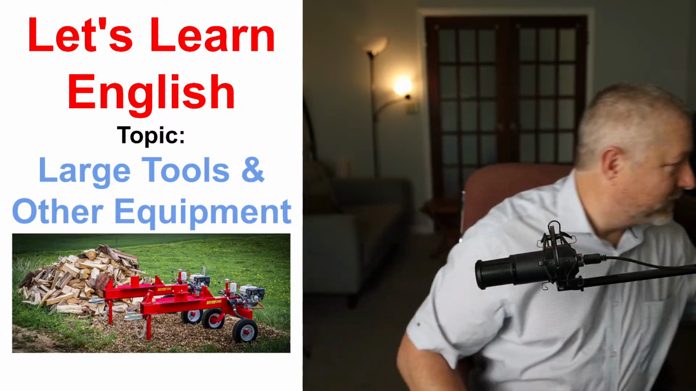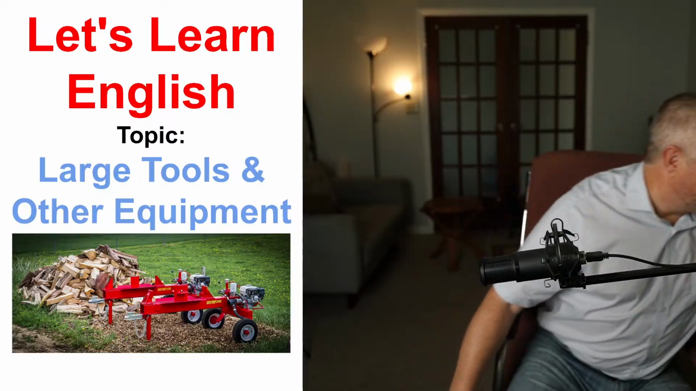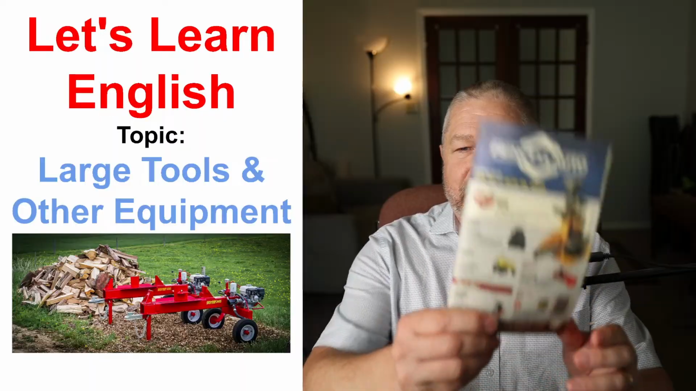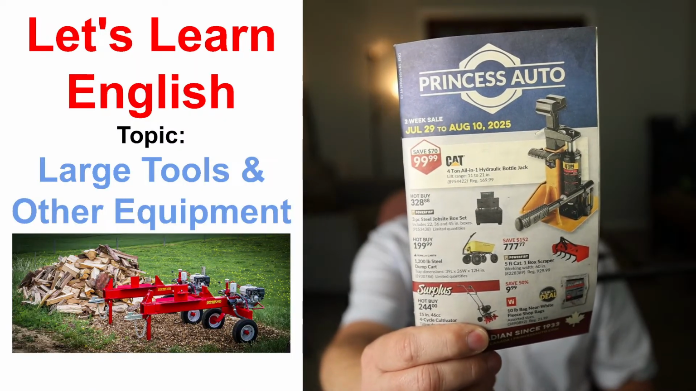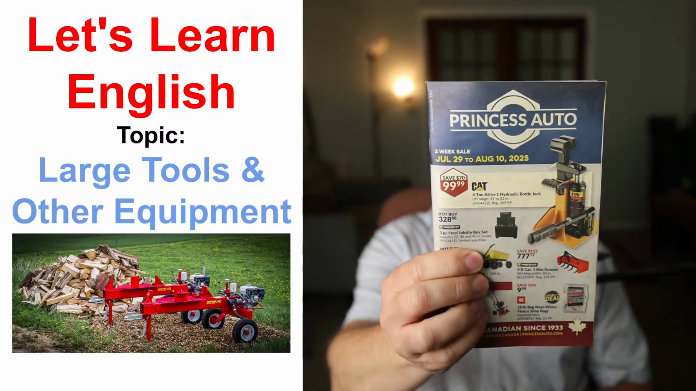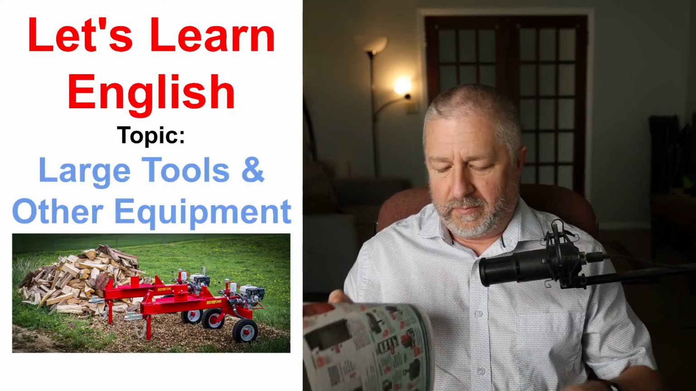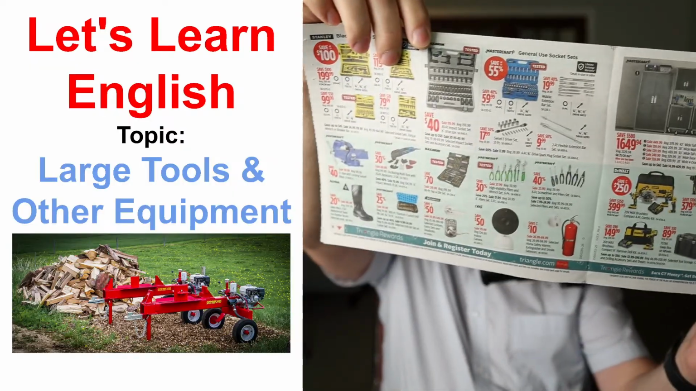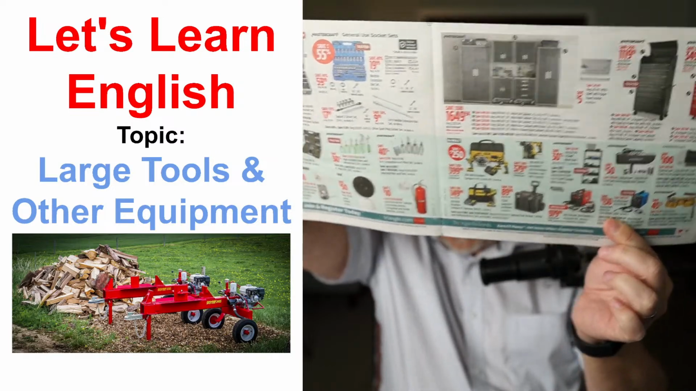If you're wondering where this lesson idea came from, every week we get what are called flyers like this. This is from Princess Auto. It's kind of a tool and equipment place. And then this is from a place called Canadian Tire. And you can see that they sell a lot of tools and large equipment.